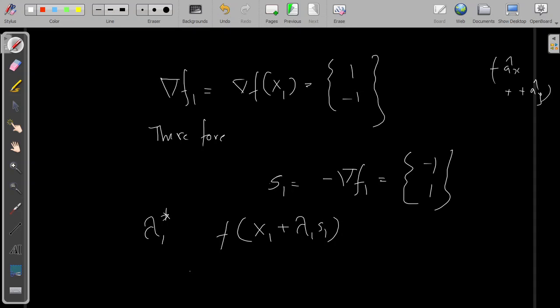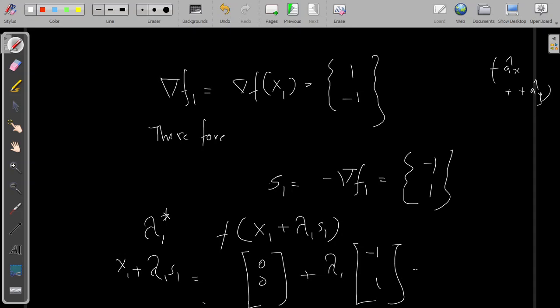So you will get it as f of, yes, I am substituting this lambda 1 S1, where S1 is this vector. So X1 plus lambda 1 S1 will be equal to, X1 is the vector 0 0, plus lambda 1 into S1, that is minus 1, 1, so that will be equal to minus lambda 1 and lambda 1. So this is your X1 plus lambda 1 S1.